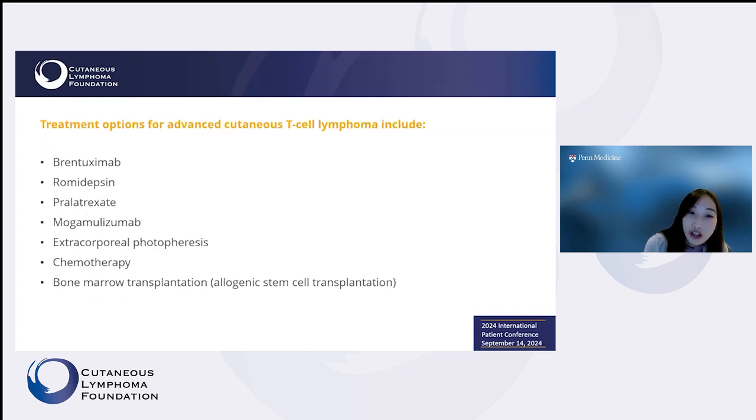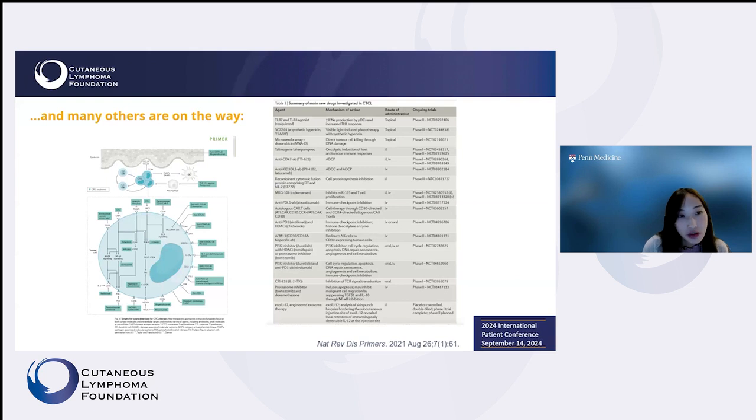If you have more advanced cutaneous lymphoma, typically this is at a stage where dermatologists and oncologists will work together to provide treatment. But there are many treatment options for advanced stage lymphoma as well, including brentuximab, romidepsin, pralatrexate, mogamulizumab, which is a new treatment that was recently FDA approved, photopheresis. Rarely, patients may even need chemotherapy, and very advanced stages of patients may ultimately need bone marrow transplantation. And there are many other treatments on the way.